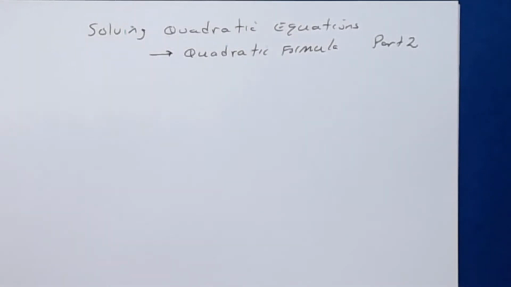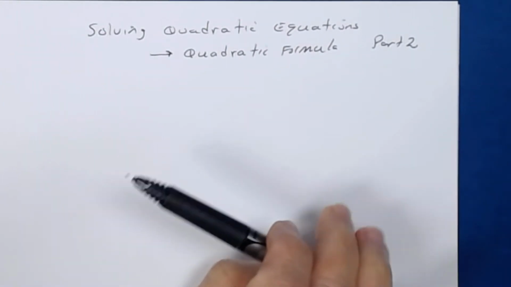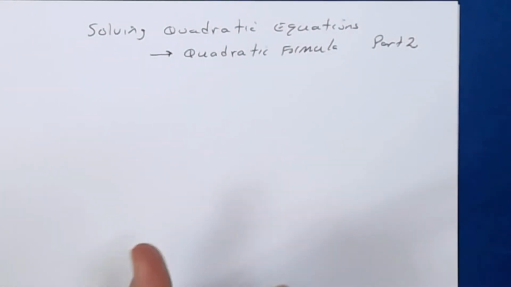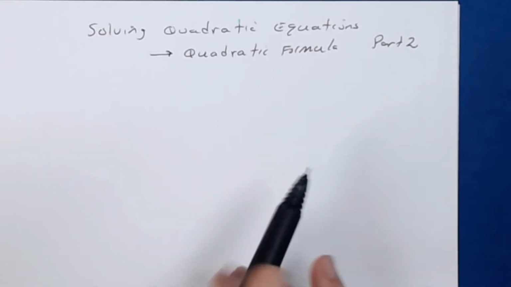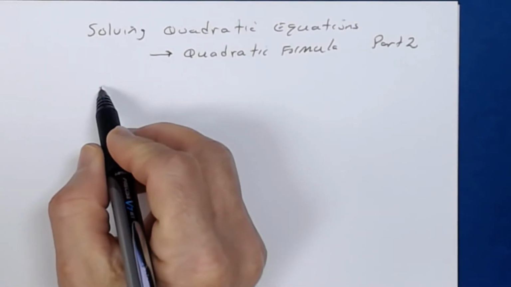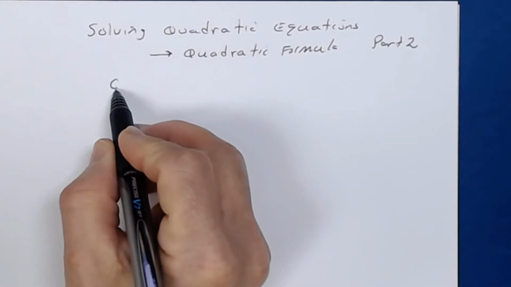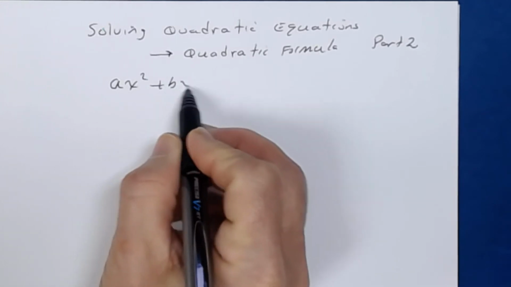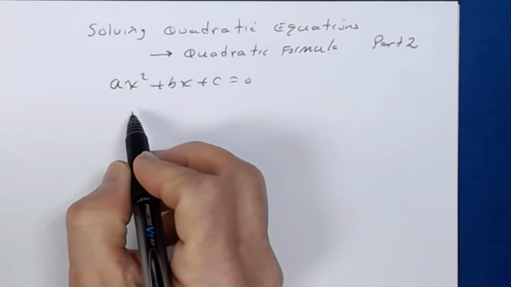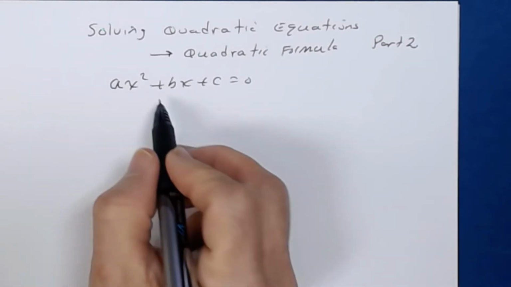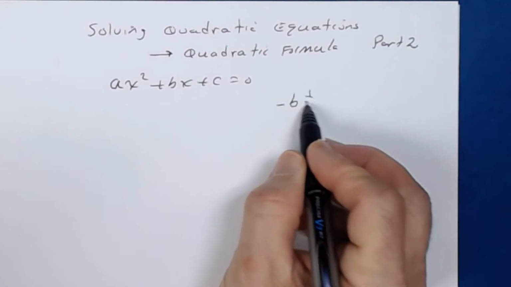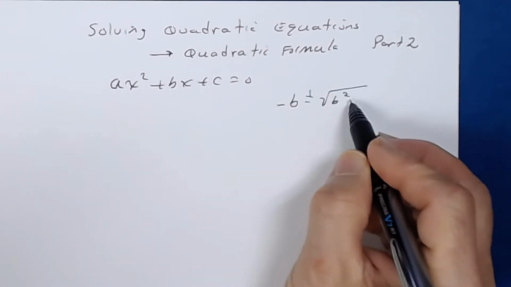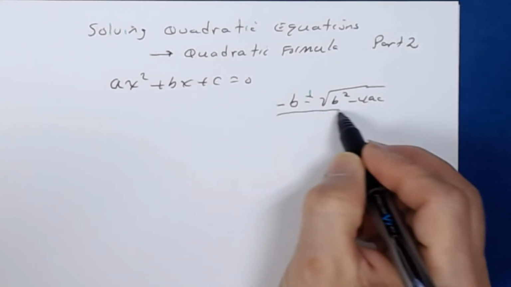Okay, so this is the second part of our lesson on solving quadratic equations by using the quadratic formula. Remember that given a quadratic equation in standard form, ax squared plus bx plus c equals 0, given a, b, and c, we can substitute those values into the formula, which is the opposite of b, plus or minus the square root of b squared minus 4ac, all divided by 2a.